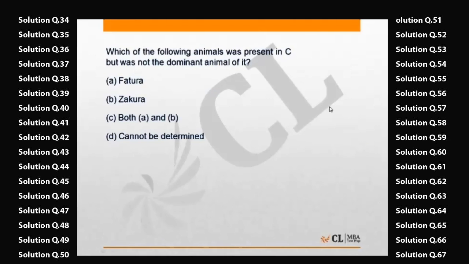Now, which of the following animals was present in C but was not the dominant animal of it? In C, we know that either Fatura or Jakura will be present, and they cannot be dominant as Jathura is the dominant animal. So the answer is cannot be determined.